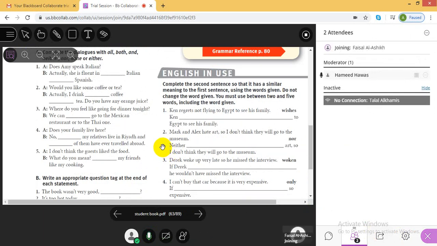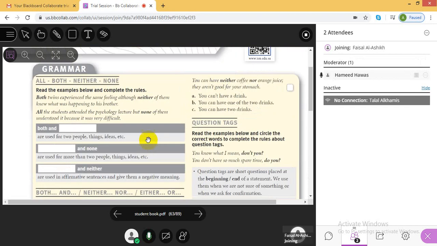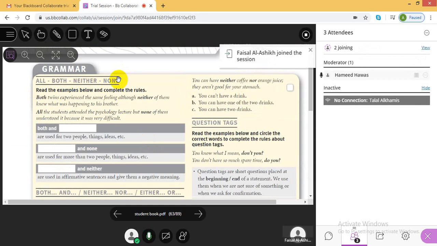Today we are going to study the use of question tags. Last lesson we studied all, both, neither, and none. We agree that I'm waiting for guys to participate.